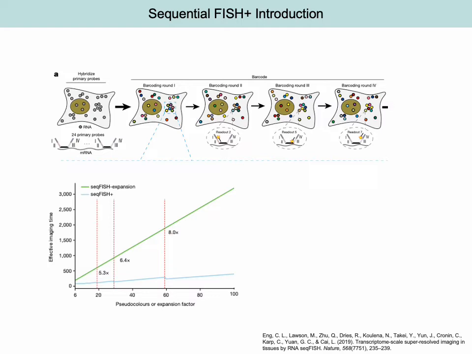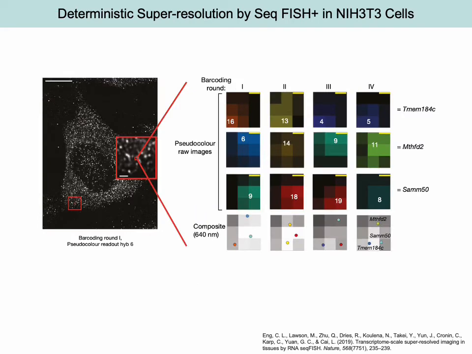And the graph down here shows that compared with SeqFISH, SeqFISH Plus with 60 pseudo colors is 8 times faster in the imaging time. SeqFISH Plus is a way to do deterministic super resolution microscopy. There are other ways to do super resolution.